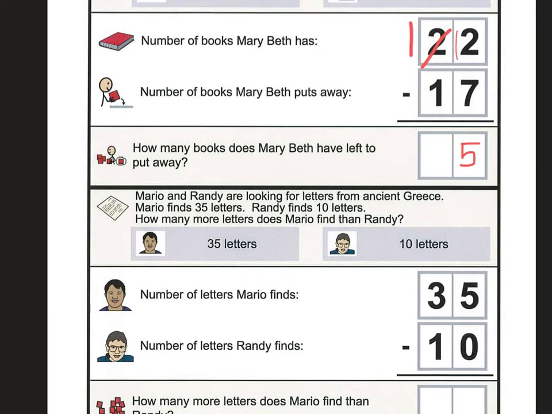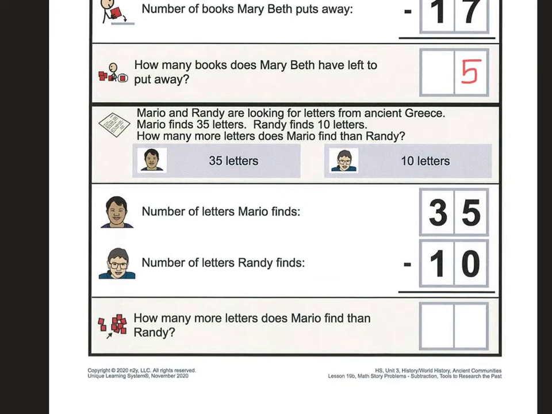Mario and Randy are looking for letters from ancient Greece. Mario finds 35 letters. Randy finds 10 letters. How many more letters does Mario find than Randy? 5 minus 0. You can complete that here. And then 3 minus 1. You can complete that right here.